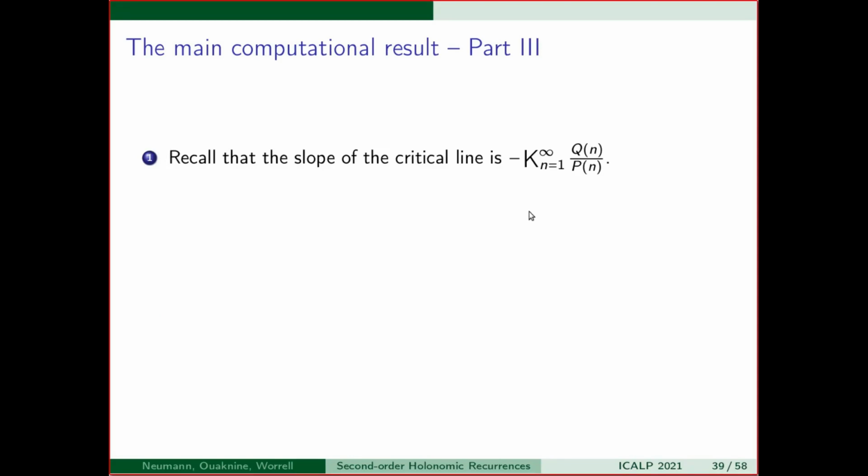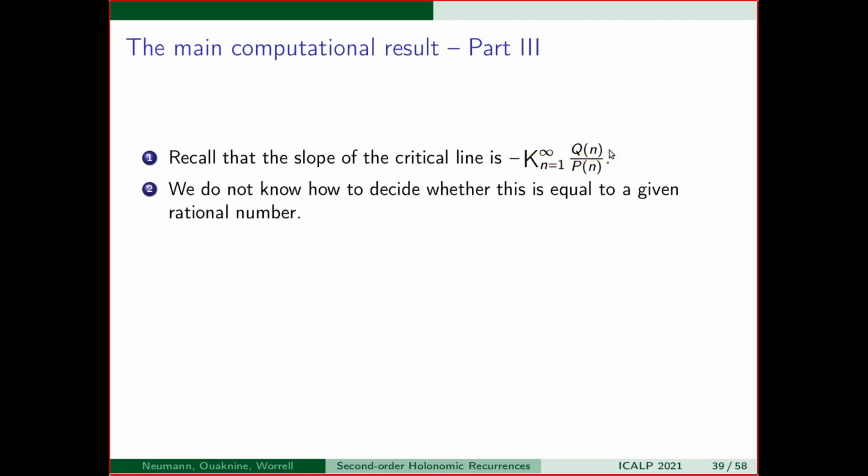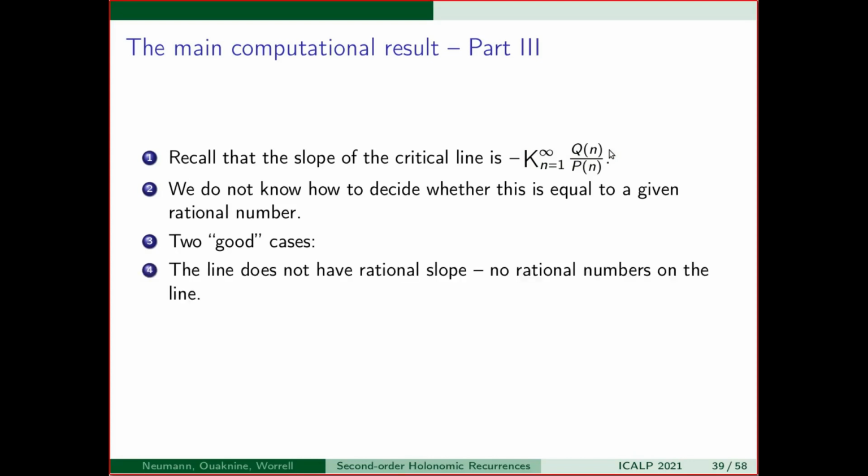Now there are cases where we can do better. Recall that the slope of this critical line was given by this continued fraction, and the problem is, of course, that we do not know how to decide whether this quantity is equal to a given rational number. But there are two good cases in which we get a total algorithm anyway. If the line does not have rational slope, if this is not a rational number, then there can't be any non-trivial rational numbers on this line other than 0, and 0 is fine. And so our algorithm will happen to be total.